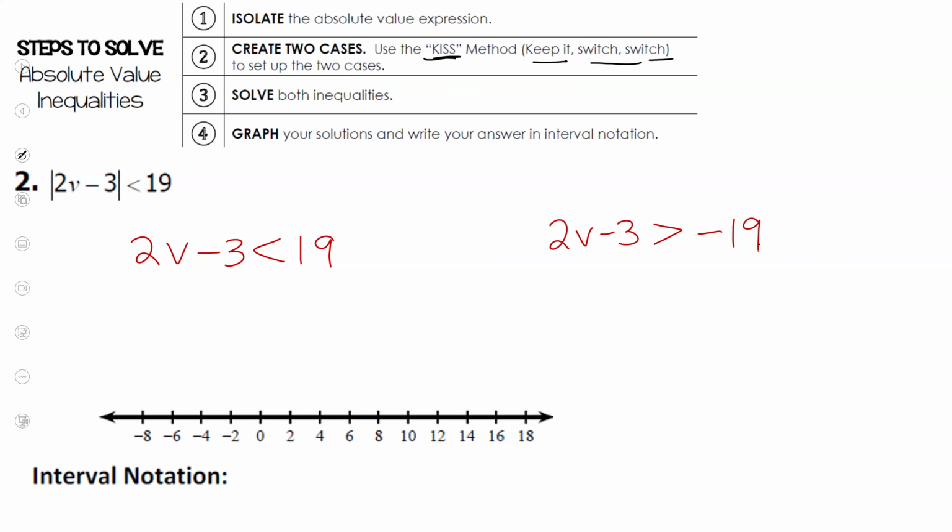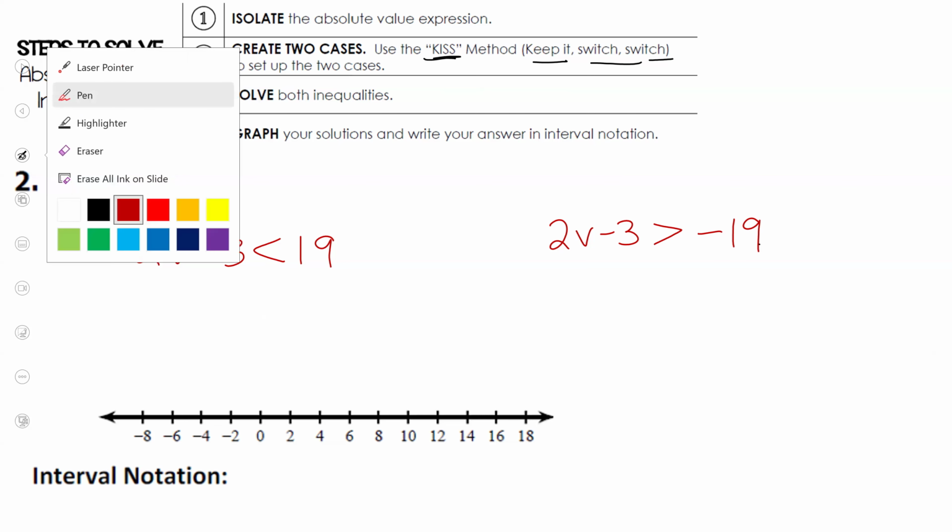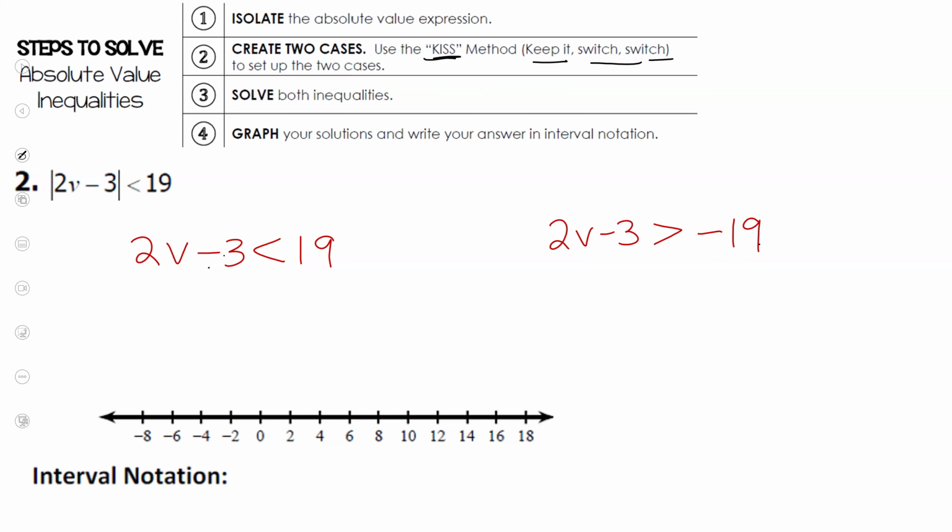Now from here, we're just going to go ahead and solve. Okay, this is what we practiced yesterday. We're going to go ahead and solve these. So I can add 3. So I'll get 2v is less than, what is this? 22. Then divide both sides by 2. Am I dividing by a negative? No, so I don't have to flip the sign. I did not divide by a -2. I divided by a +2. So no signs will be flipped. This is my first inequality.